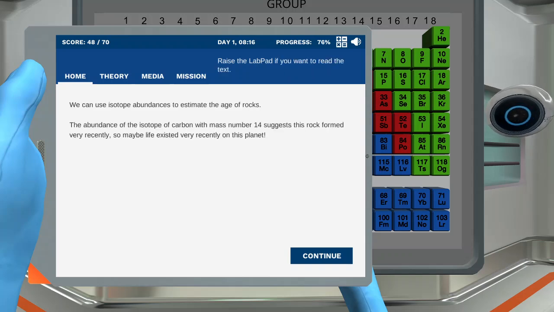We can use isotope abundances to estimate the age of rocks. The abundance of the isotope of carbon with mass number 14 suggests this rock formed very recently, so maybe life existed very recently on this planet.